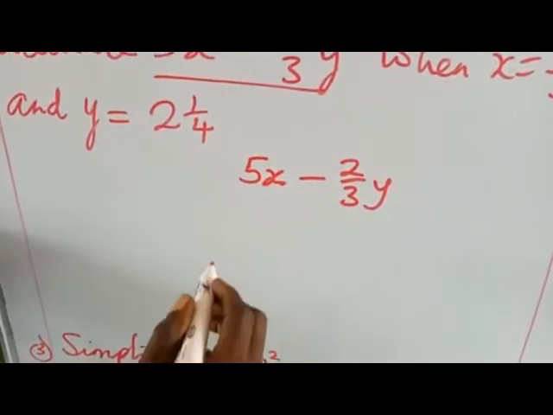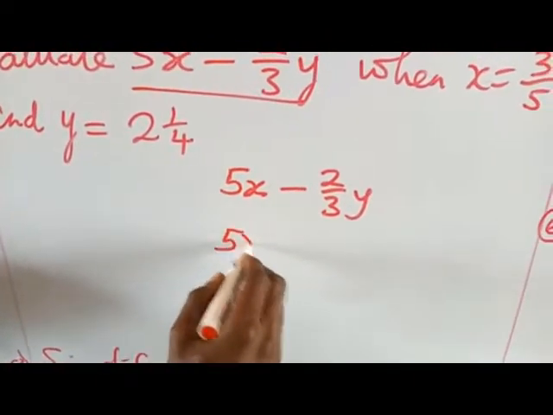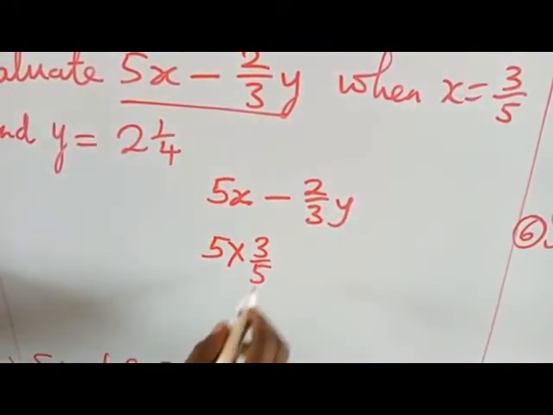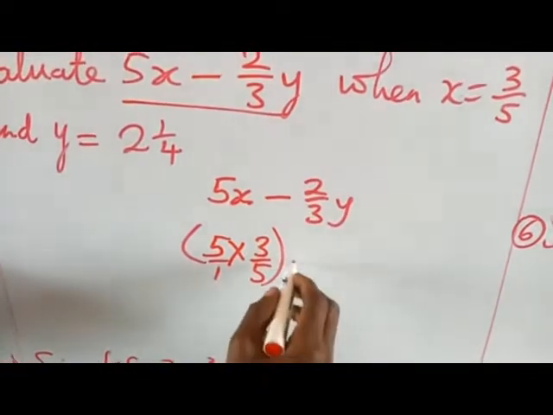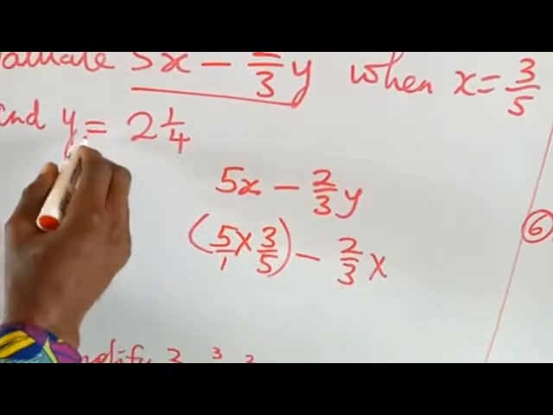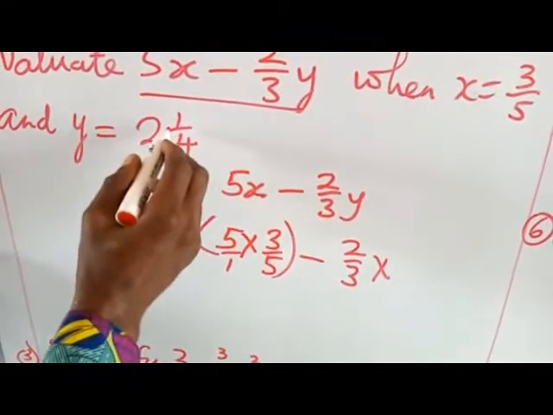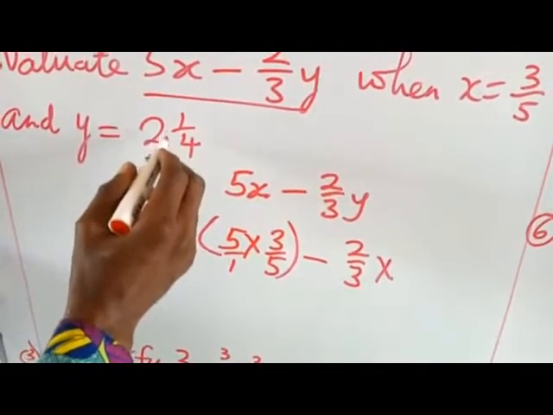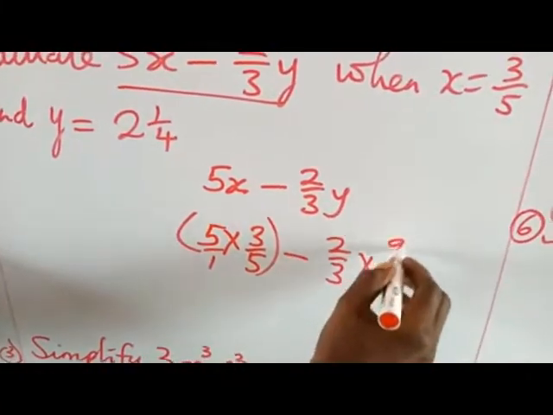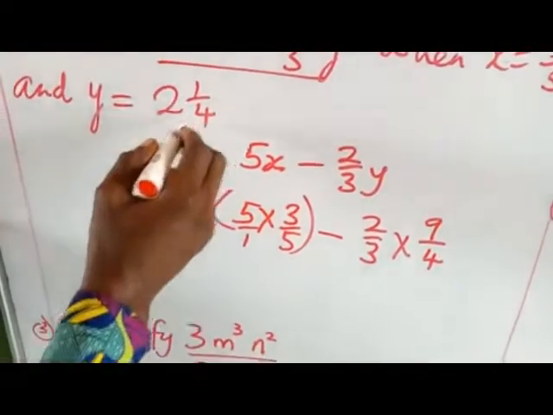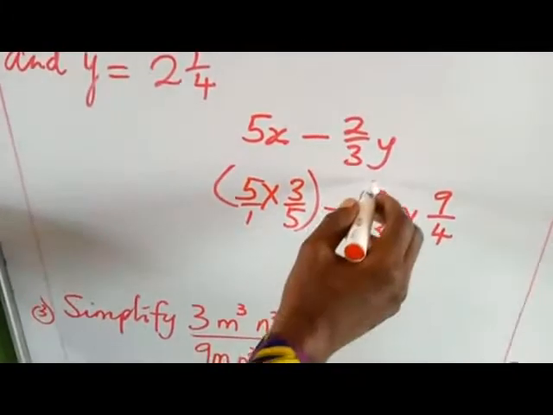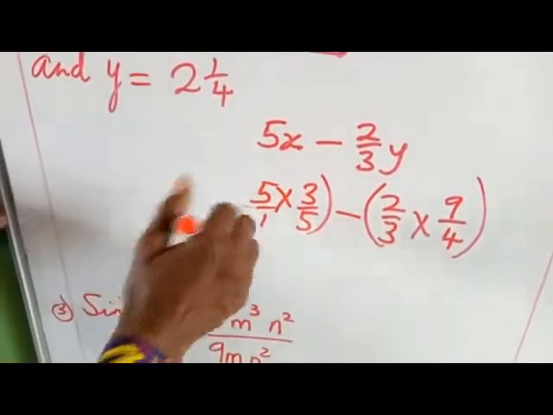So that is exactly what I'm going to do now. This is 5 times x. What is my x? 3 over 5. This is all over 1. Minus 2 over 3 times y. What is my value of y? I want to convert this to an improper fraction. It's in mixed number form, so 4 times 2 is 8, plus 1. That is 9 over 4. I'm converting this from a mixed number to an improper fraction, and that's how I got this. So I can decide to put brackets.